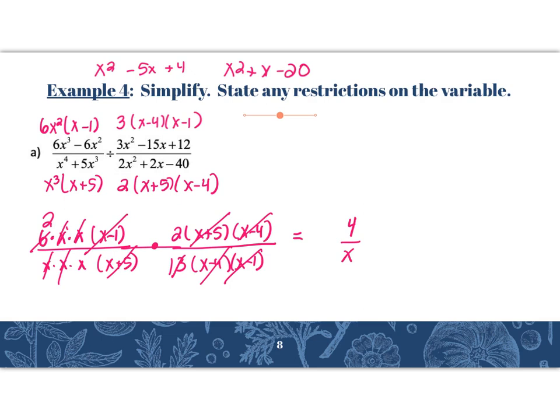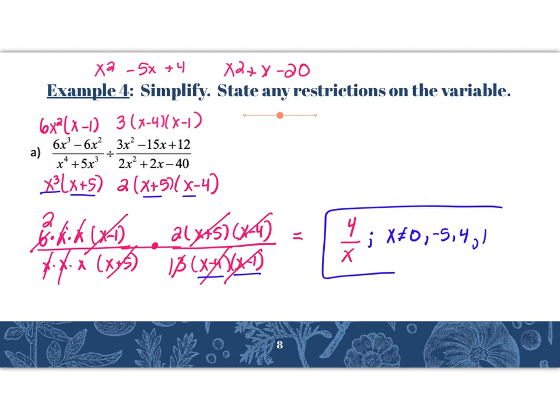But now I need to state my domain restrictions. Okay, so I go back to the original. So I have x cubed, x plus 5, x plus 5, x minus 4. So x can't be 0, negative 5, 4. And then what did I get when I flipped this? I got x minus 4 and x minus 1. So I already have the 4, but I don't have the 1. So x can also not be 1. And that is your final answer.